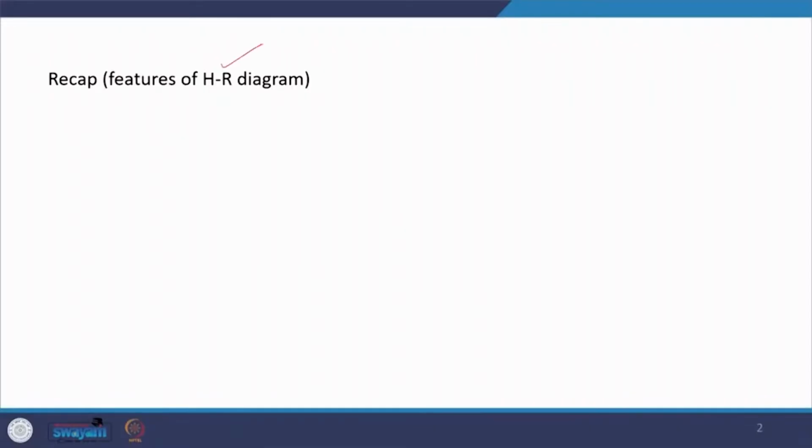Welcome back to the lectures on nuclear astrophysics. In the previous lecture, let me do a quick recap, then I will discuss some more points in today's lecture. So, what did I discuss in the previous lecture? The main features of the HR diagram.